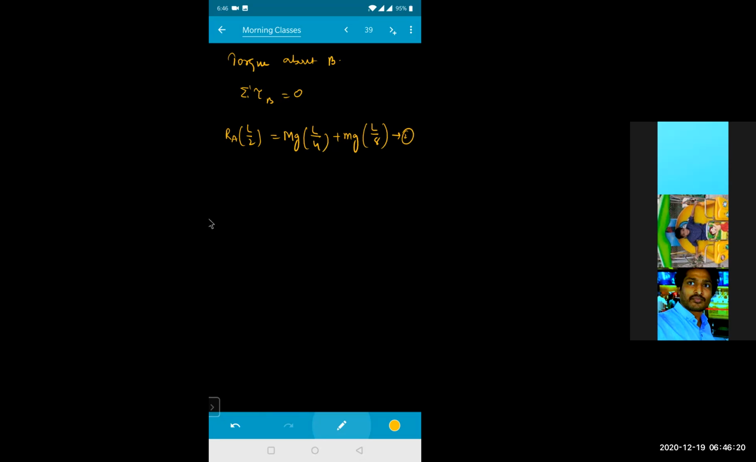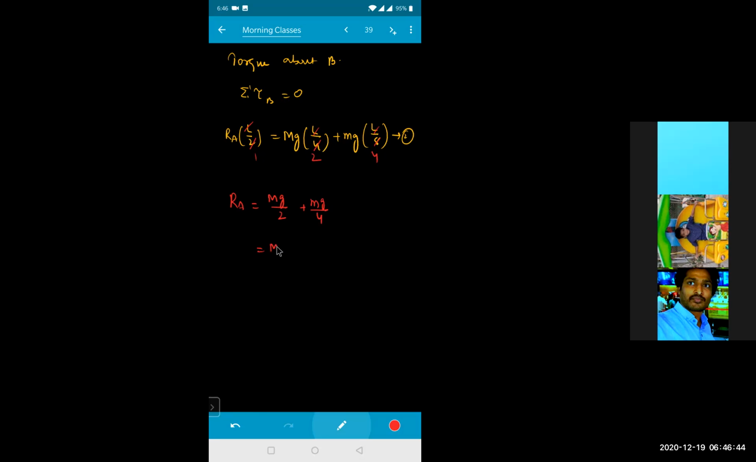So how much am I getting for RA? Anything is getting cancelled in this one, you see? This L, this L, this L gets cancelled. Two ones are twos, one twos are two fours. The reaction of your A will be equal to mg by 2 plus small g by 4, mg by 4.